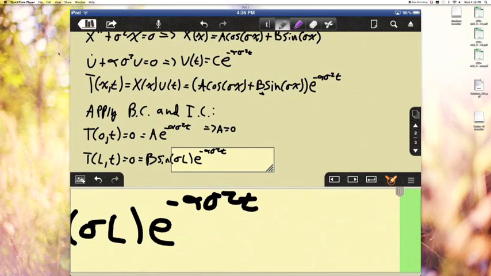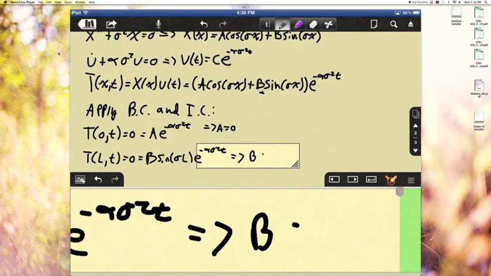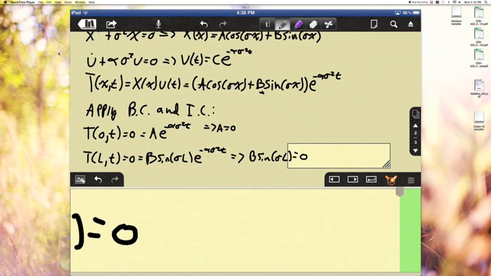We can divide through by our exponential, and that essentially gives us b sine sigma L is equal to 0. Now in this particular case we have two possibilities. We could divide by sine sigma L, which would mean that b is equal to 0, which would unintentionally give us an entire solution that T is equal to 0. Although this satisfies our boundary conditions, this is a trivial solution.